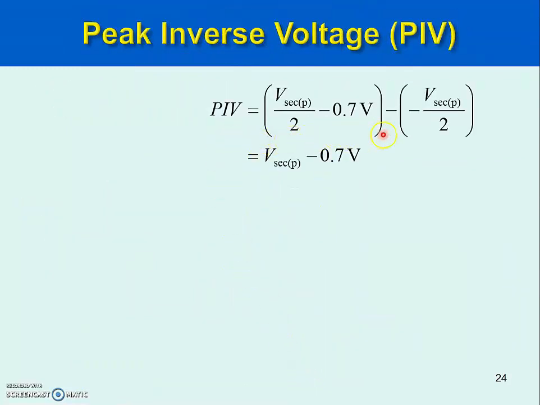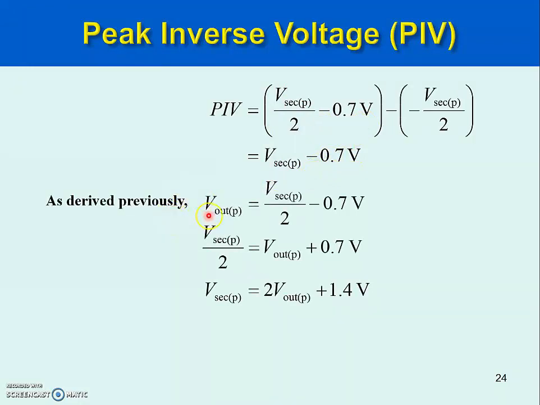Let's simplify the expression we have just written down. Minus and minus become addition. So half of the secondary peak plus this half of the secondary peak will become one secondary peak, minus 0.7 volt. And earlier on, we know that this is the peak output voltage. And putting this 0.7 volt to the other side will become plus 0.7 volt. And multiply this whole equation by 2, we can have this equation.